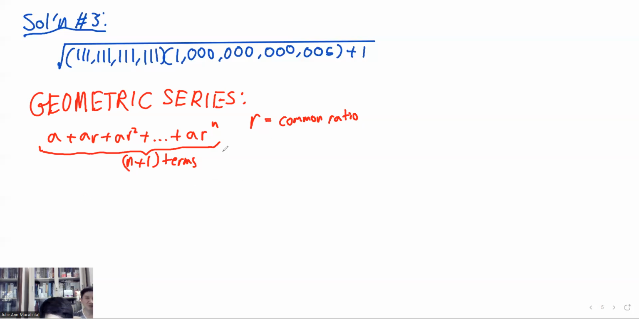Okay, and then what is the formula for the geometric series? Just put it somewhere. The sum is a times r to the n plus 1 minus 1 all over r minus 1, where n plus 1 is the number of terms. Right there, n plus 1. Okay.